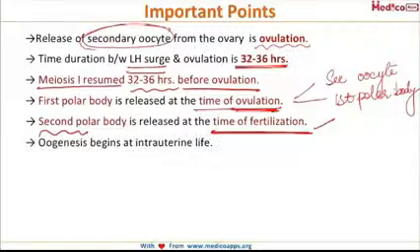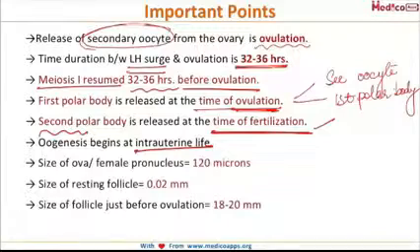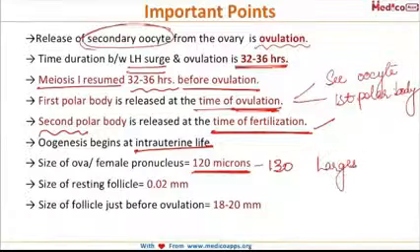Now, as we have already told, when does oogenesis begin? It begins in the intrauterine life, and this is in contrast to spermatogenesis, which begins only at the time of puberty. Now we'll talk about a few measurements. Number 1, the size of the ova or the female pronucleus. It is 120 to 130 microns, and mind you, this is the largest cell in our body.